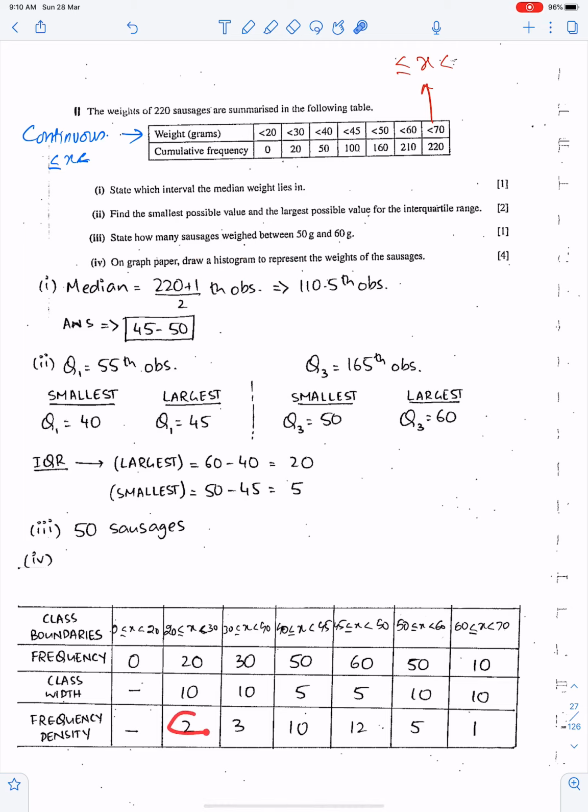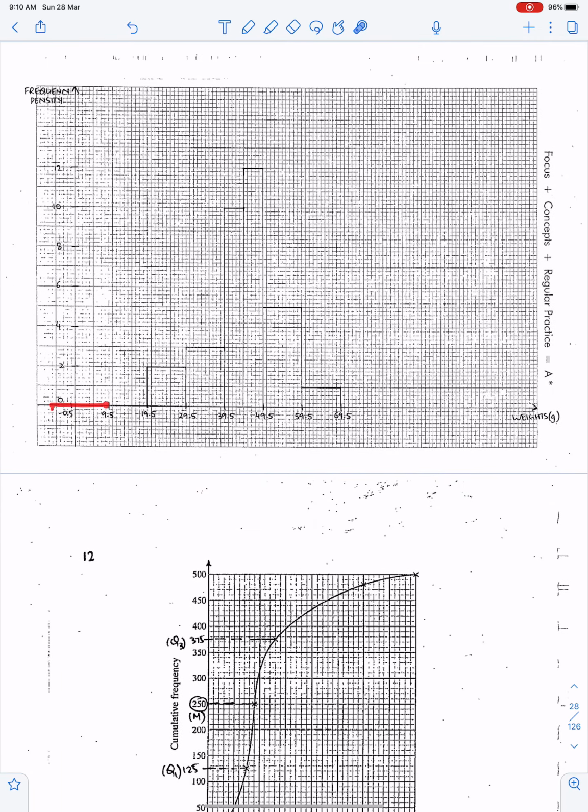Get the frequency densities. These are the frequency densities. These are the class widths. These are the frequencies. Frequency density is frequency upon class width. Now you can easily draw the histogram. 2, 3, 10, 12, 5, 1. Here is the histogram. So you must label the axis.